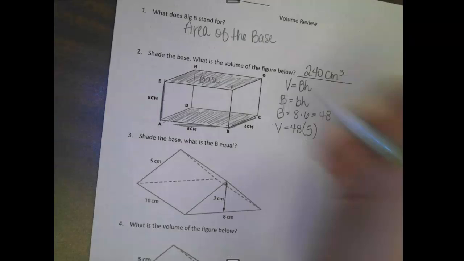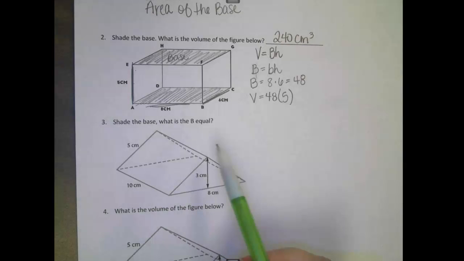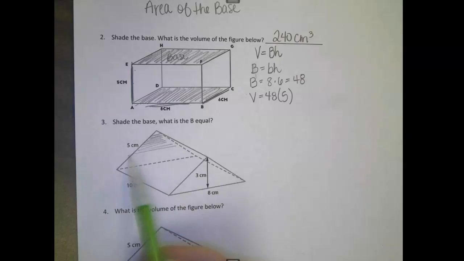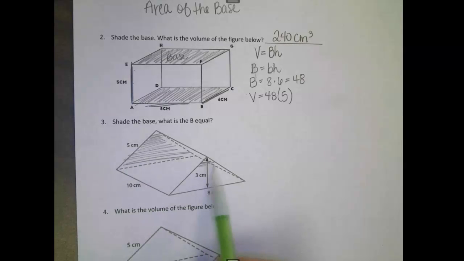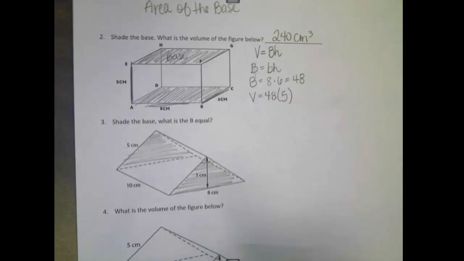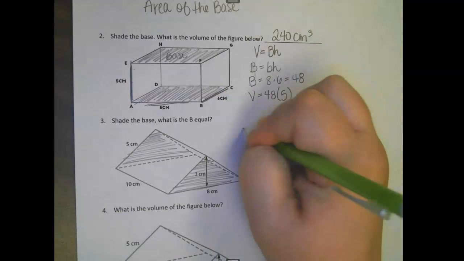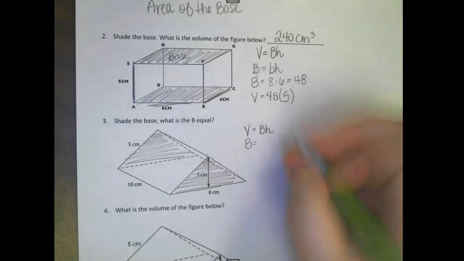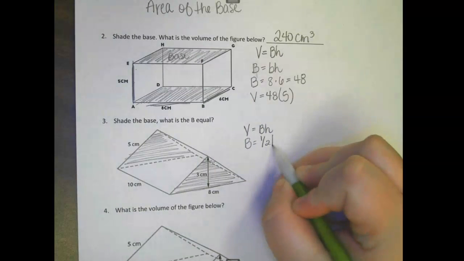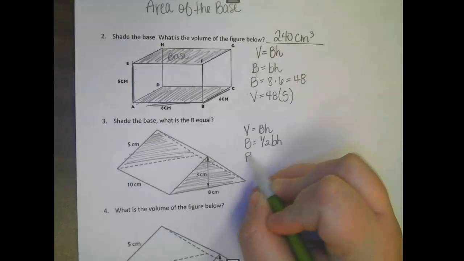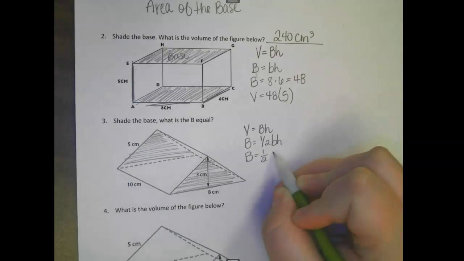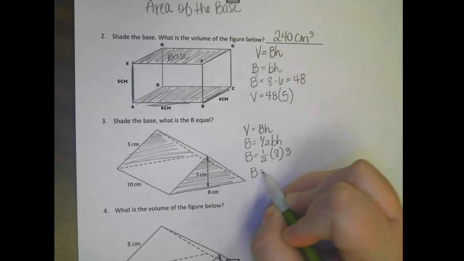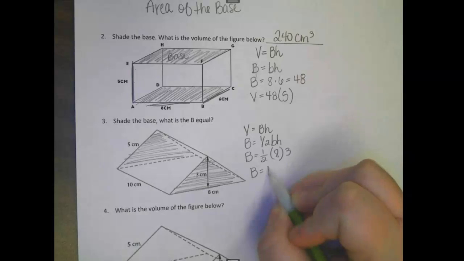All right. Second one. Kind of looks like a tent. So I'm going to shade my bases. So volume equals, it is a prism, big BH. My base is a triangle. So 1/2 base times height. My base is 8. My height is 3. Half of 8 is 4. 4 times 3 is 12.